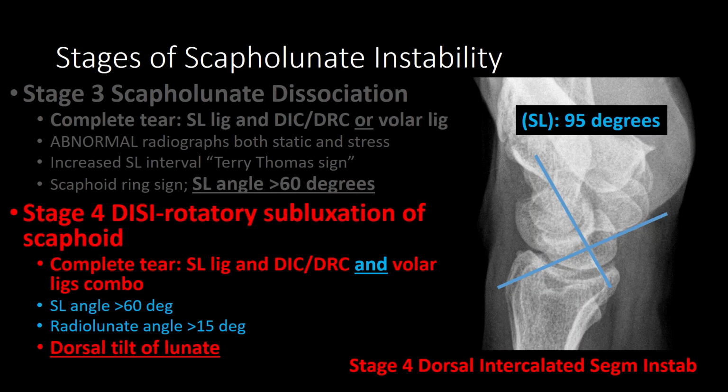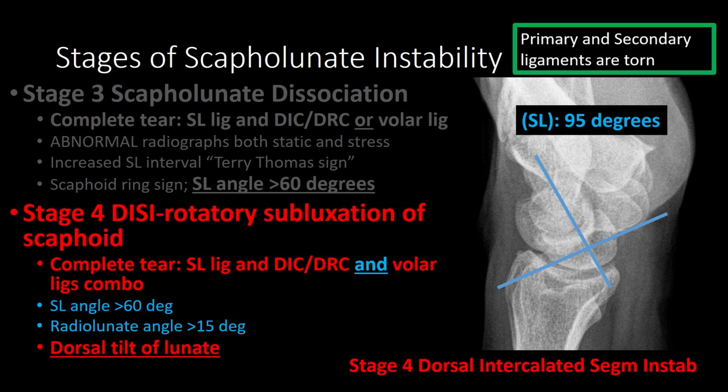Okay. On the lateral view, of course, you'll have an increased scapholunate angle. And then stage 4 is just kind of more rotation because now we have both the dorsal and the volar secondary ligaments torn in addition to a complete tear of the scapholunate ligament. So I hope going over these stages helps you apply the anatomy that we reviewed.